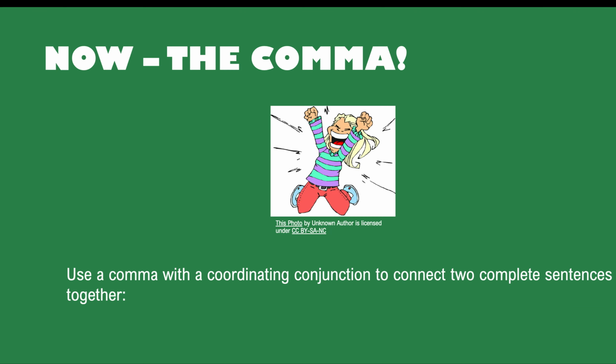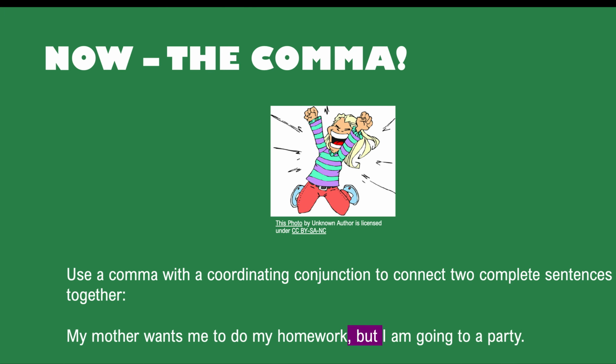So now we're going to review and introduce, finally, the comma. Yay! So here are some ways that you can use the comma. First, remember the coordinating conjunction connecting two equal parts. You use the comma to connect two complete sentences together with a coordinating conjunction. Remember those FANBOYS: for, and, nor, but, or, yet, so. You can use those words to connect two complete sentences. But if you do that, you need to use a comma.